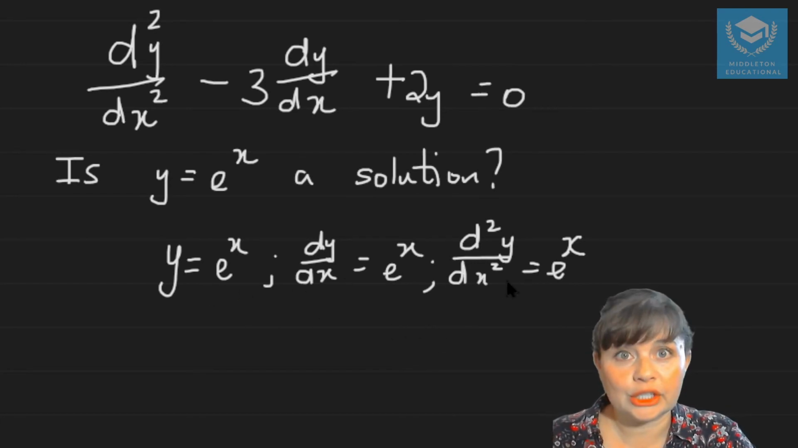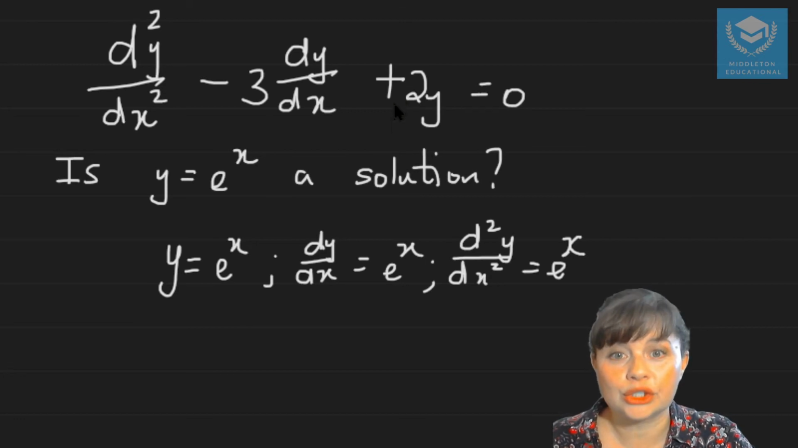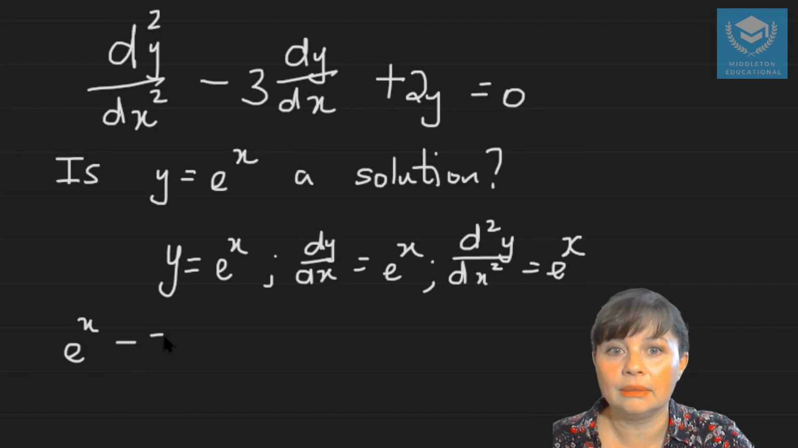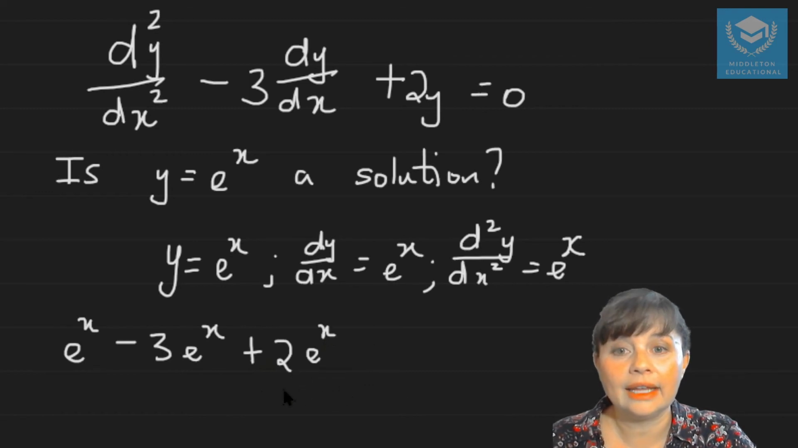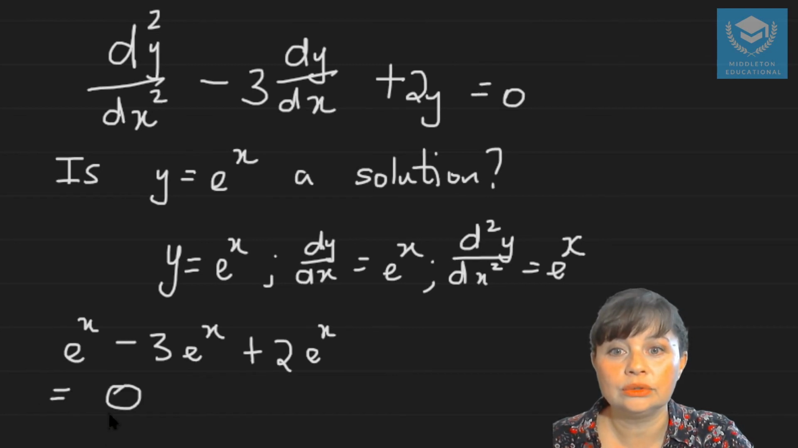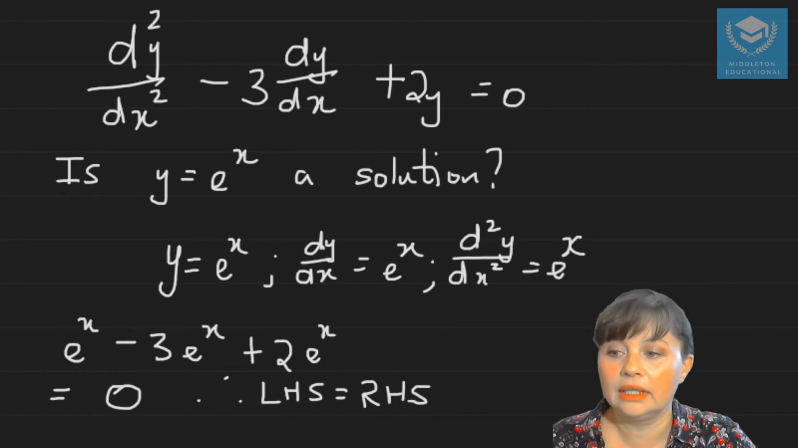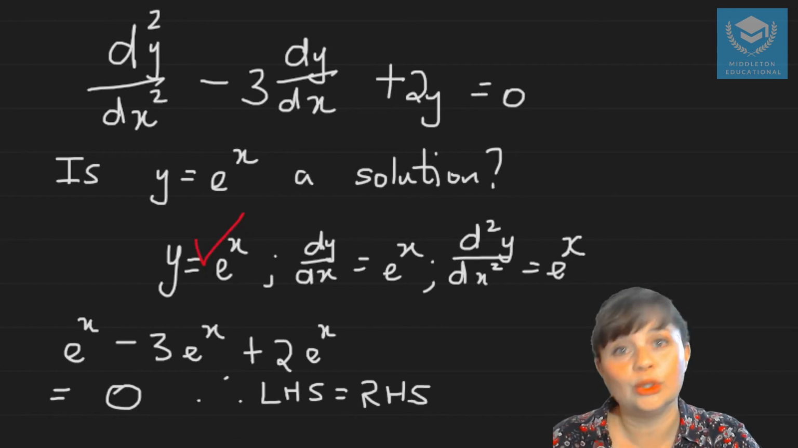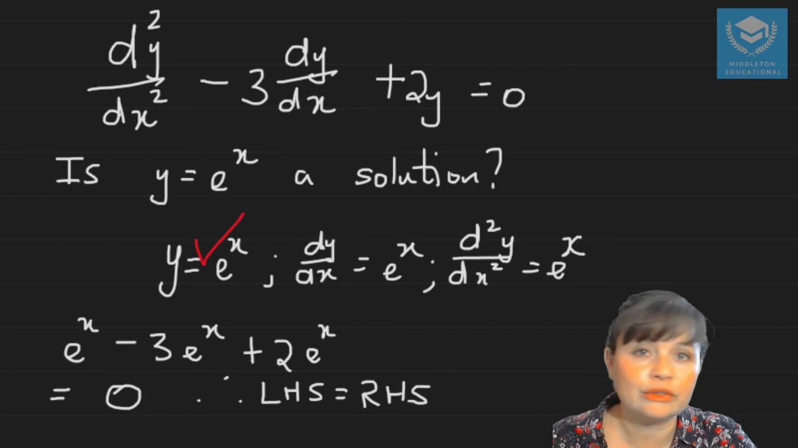Now we take these expressions and we substitute into our original equation. So we're going to get e to the x minus 3 e to the x plus 2 e to the x. And then we ask ourselves, what does that equate to? That is going to be equal to 0, right? Therefore, our left-hand side will be equal to our right-hand side. And that means that this is indeed a solution to the differential equation. And it's as straightforward as that.